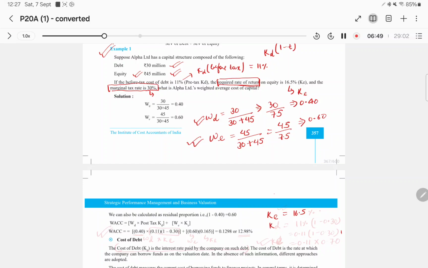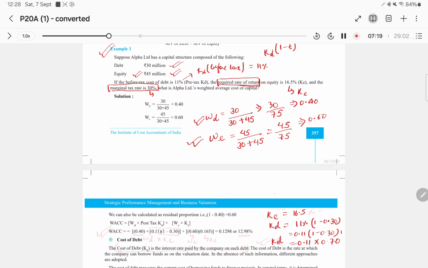And KD was given before tax, KD is 11%. What we need to do here is deduct the tax rate, that was given 30%. So it is 0.30. So what will we do? 0.11 into 1 minus 0.30. It is basically 0.11 into 0.70. This is basically KD.